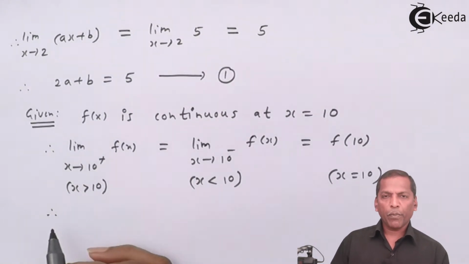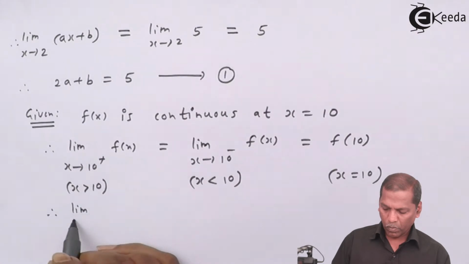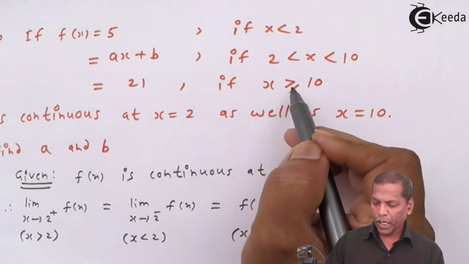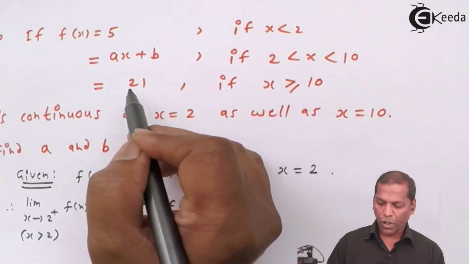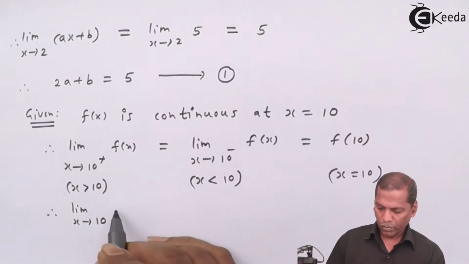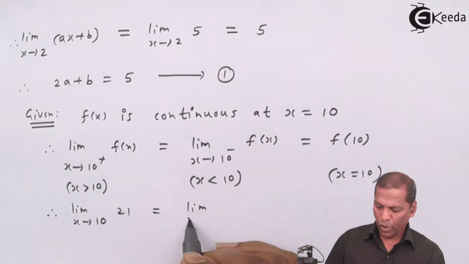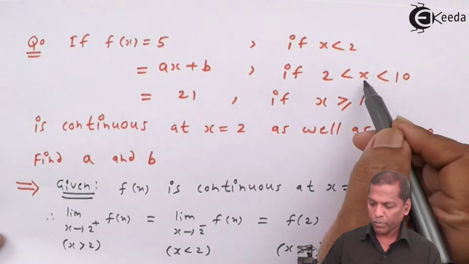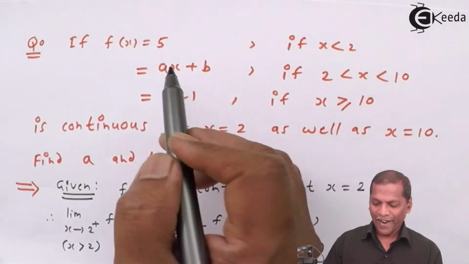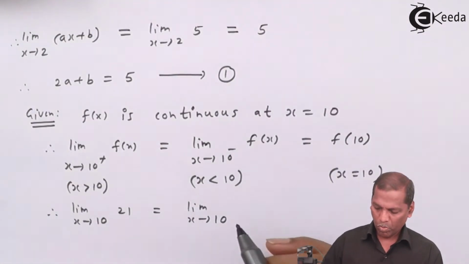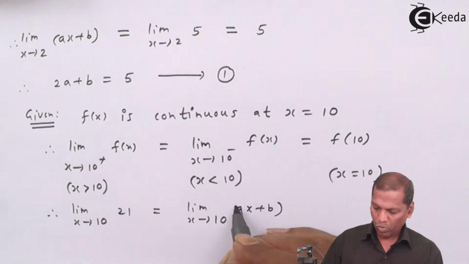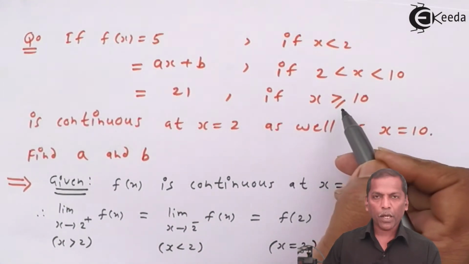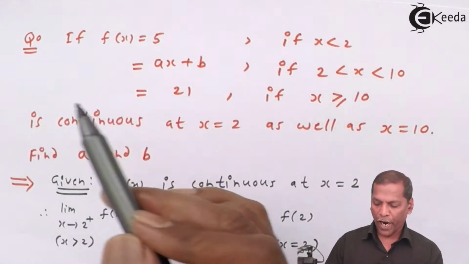Therefore, the next step will be limit x tends to 10. Now, for x greater than 10, f of x is defined as 21. That equals limit x tends to 10. Now, for x less than 10, f of x is defined as ax plus b. That equals, now f of 10, that is x equal to 10, f of x is defined as 21.